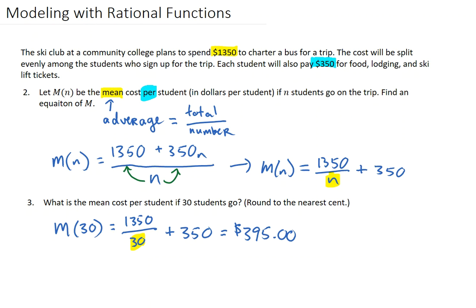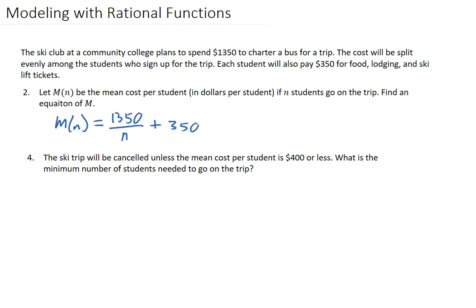When I punch that out on my calculator, I get $395. So anytime they give you a specific value for something that you've been given a variable for, that's just a matter of plugging that value in for the variable. Alright, let's look at one more problem for this scenario.